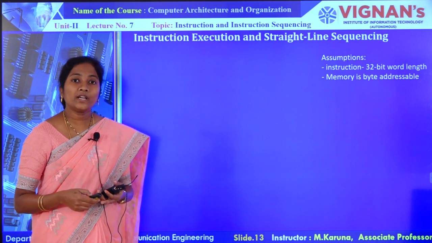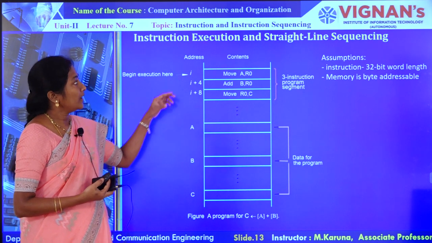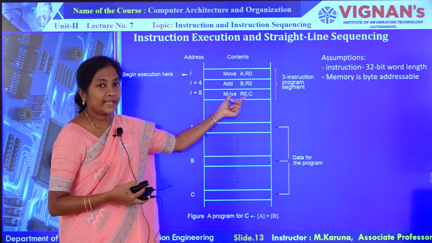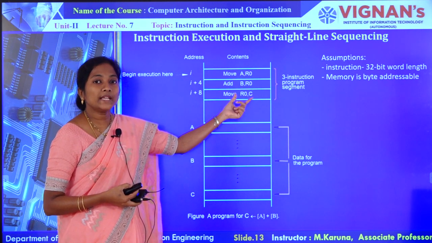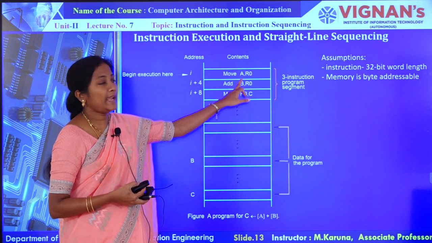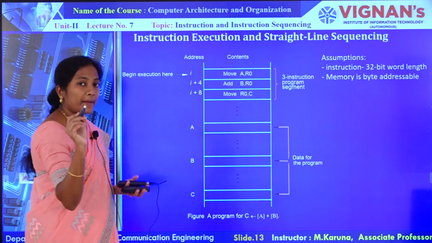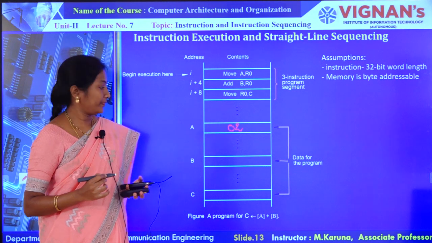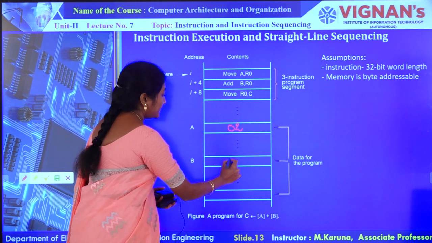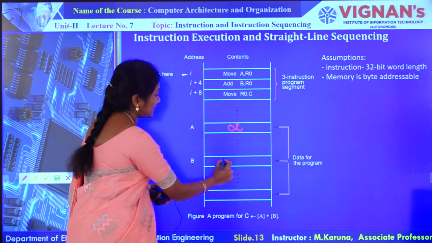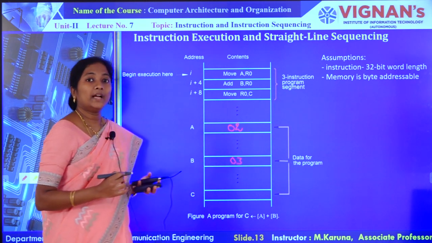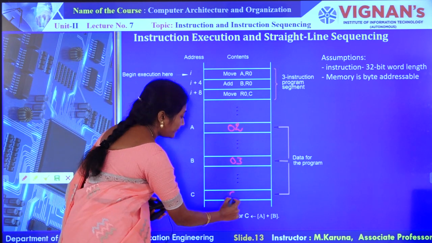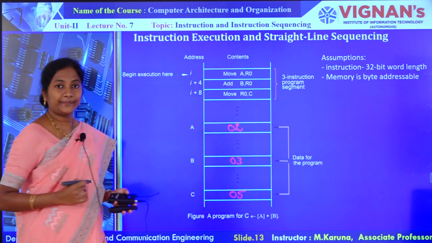Let us assume the word length is 32 bit. Here to perform C equal to A plus B, these are the instructions required: Move A comma R0. Here the memory location A contains 02 and the memory location B contains 03. After performing the operation between these two, A and B, the output will be stored in the memory location pointed by C.